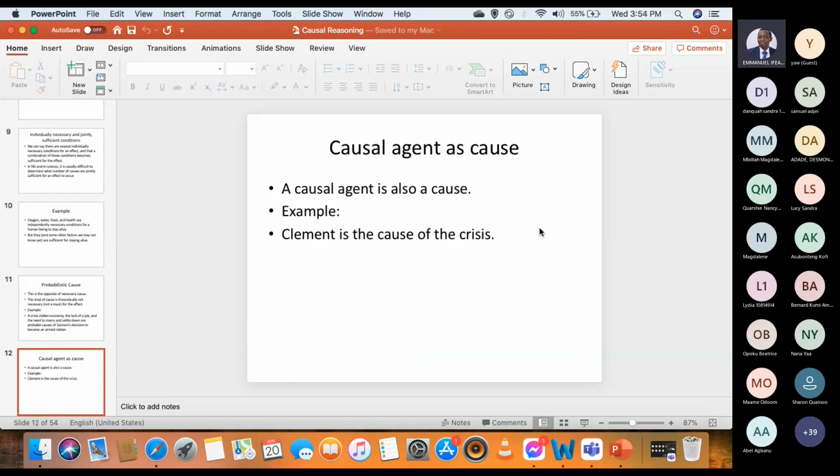Then we have causal agent as cause. A causal agent is also a cause. In that case, you are talking about a human being, for instance. Example: Clement is a cause of the crisis.